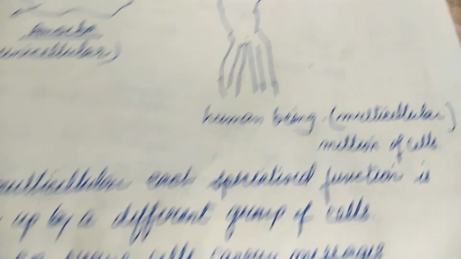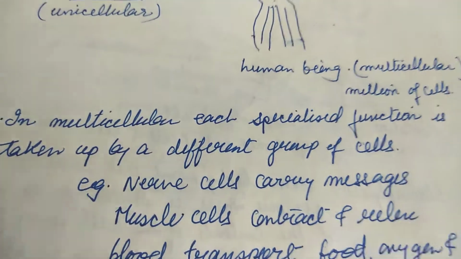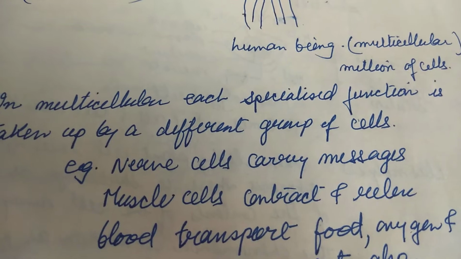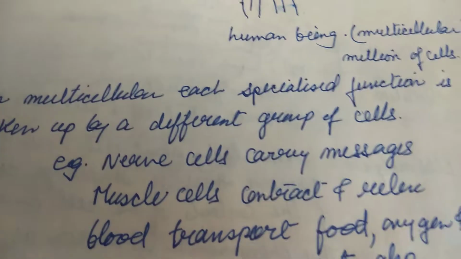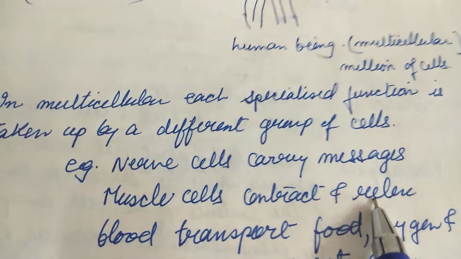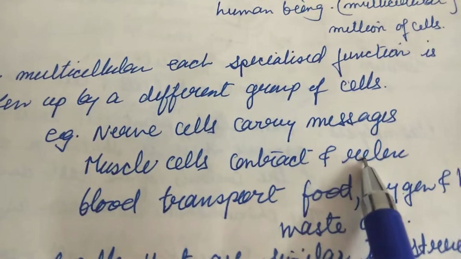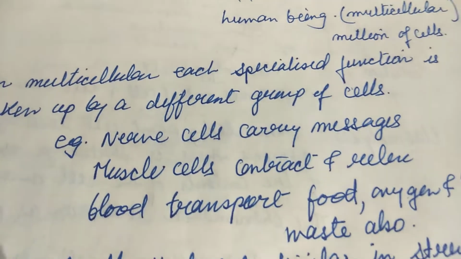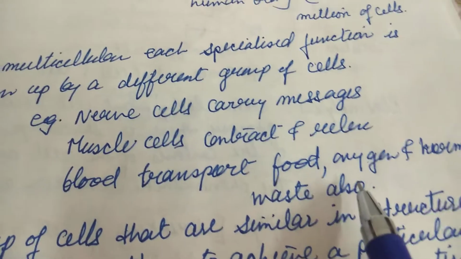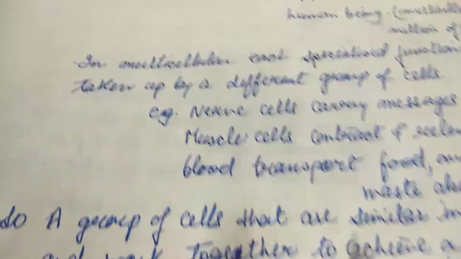So what is this? Their cells. See, so in multicellular, each specialized function is taken by different groups of cells. Right? Like nerve cells carry messages. Muscle cells, they contract and relax and move our legs, hands or neck, body parts. And what does blood do? Blood transports food, oxygen and waste.